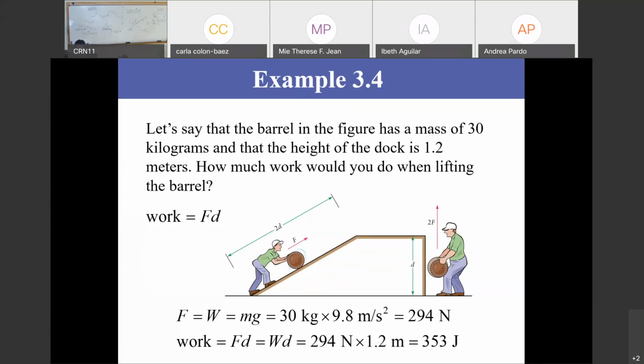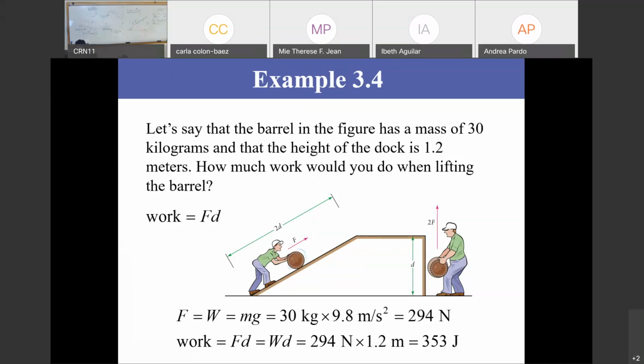So you are not moving the barrel across the ramp. You are lifting it, right? So look at what I just illustrated. If you use a ramp, you can travel twice the distance with the same force, and you will get the same work, 2 times F times D. But if you want to lift the barrel, you will have to apply double the force for half the distance, for just D.